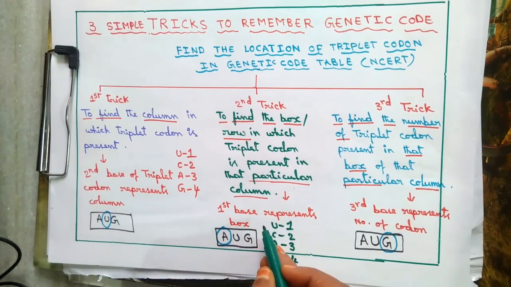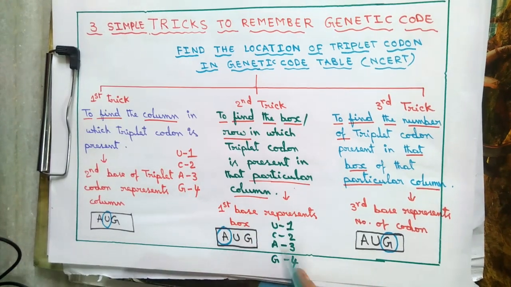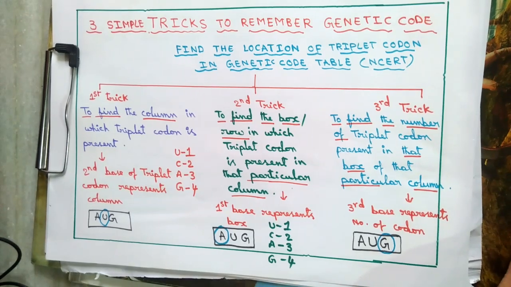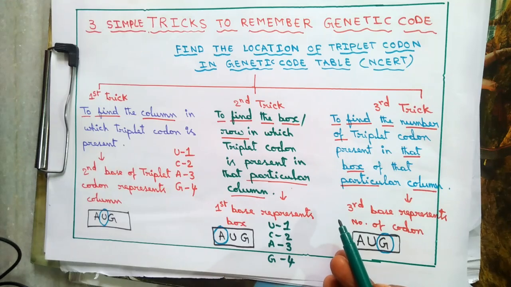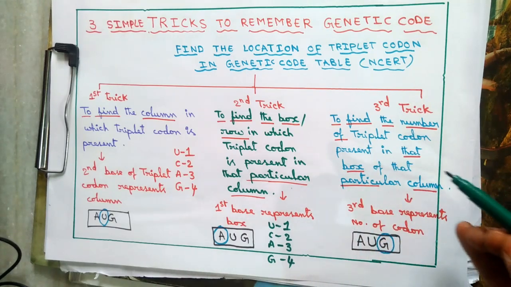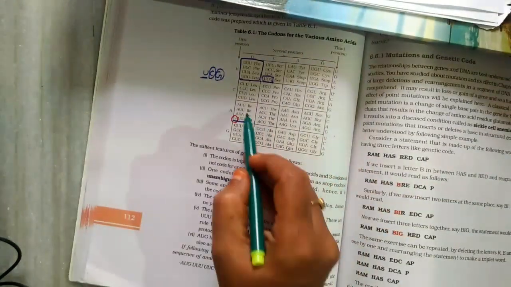Now we came to know that it is present in the first column, and in the first column it is present in the third box. Now we have to find, in that particular box, whether it is the first codon, second codon, third codon or fourth codon.